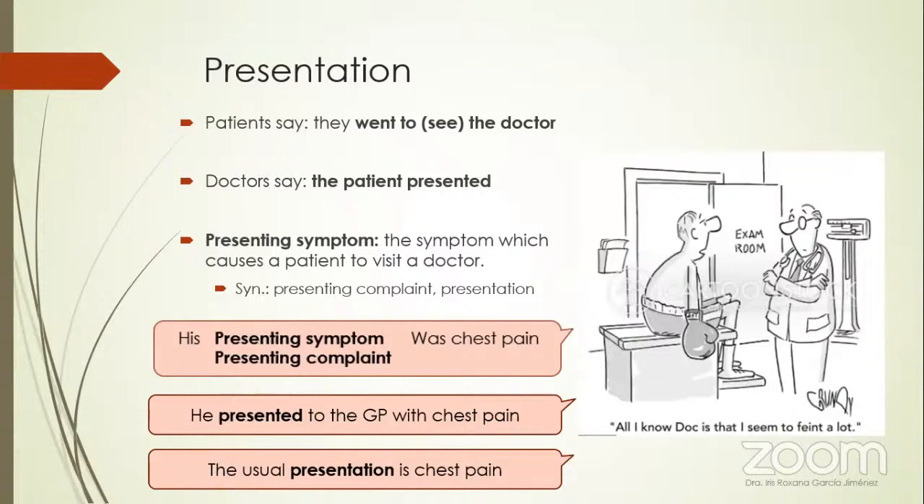When we are talking about pathology or a specific case, we are showing the situation to our colleagues. The usual presentation is chest pain, because we are supporting some medical information related to this case. But as you can see, when we talk specifically about the patient, we are talking in past, always in past tense.